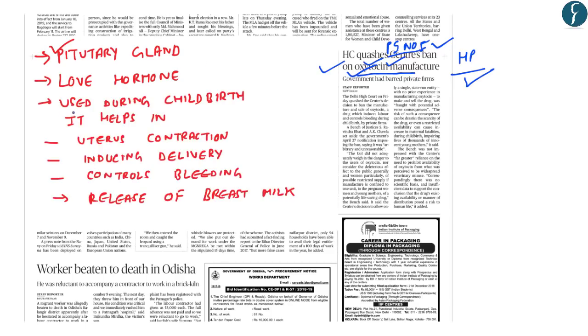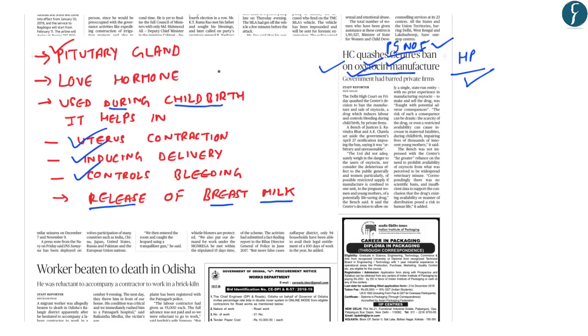Now, as this hormone is used during childbirth, it helps in various ways. This hormone helps in the uterus contraction, which leads to easy childbirth. Further, it helps in inducing delivery. It also controls bleeding during the childbirth. And further, it is important for the release of breast milk during the childbirth. And you should note that the breast milk is important from the nutritional point of view for the newborn child.